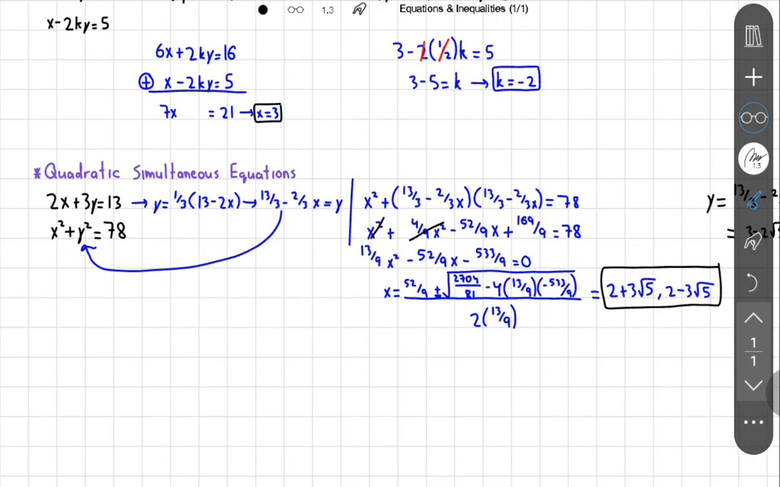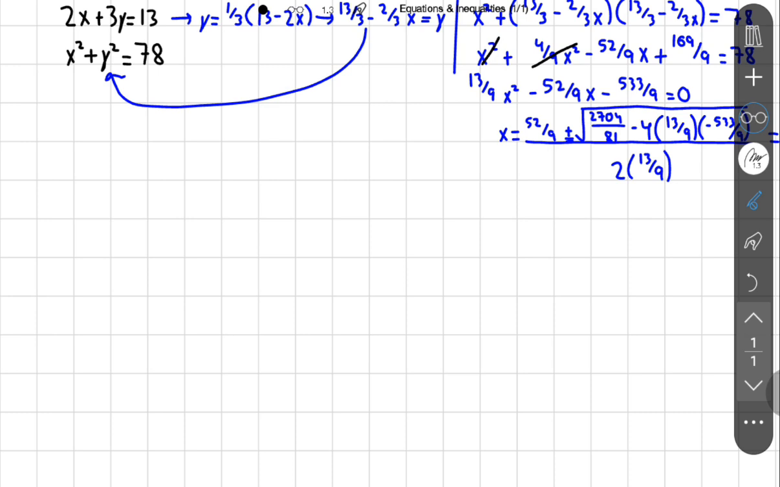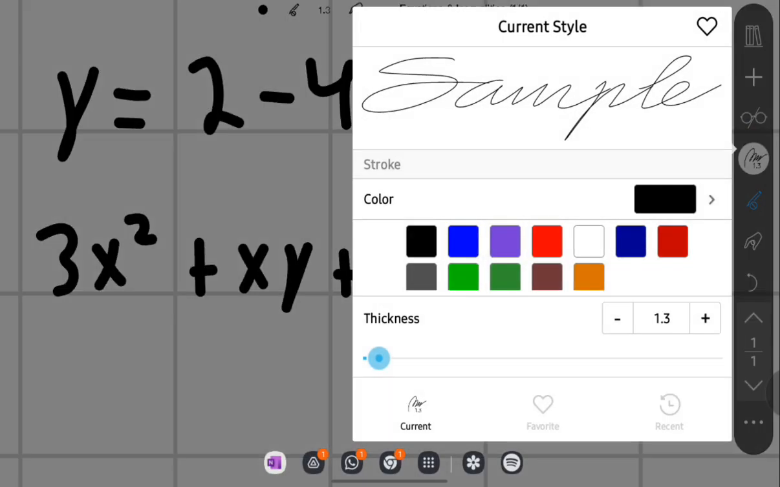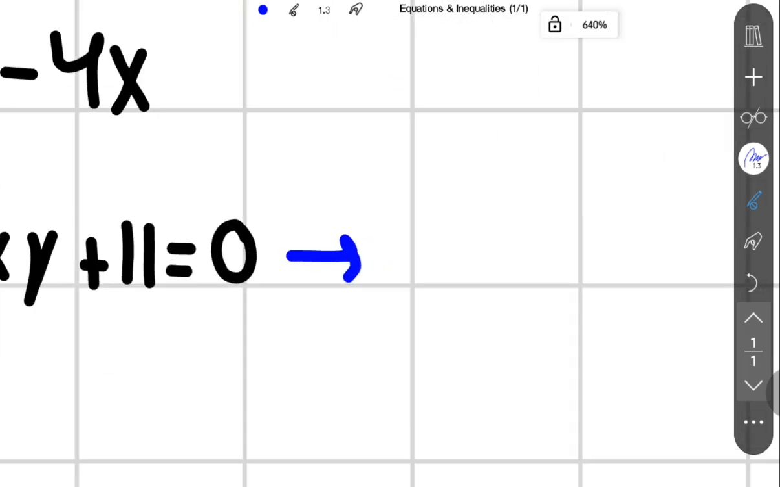Let's solve another one so we can fully get the grasp of it. Okay, let's solve one more question on simultaneous equations when they're quadratic, so we can fully grasp it. Let me just write it down quickly. Okay, we have this set of equations. We have the first as y equals 2 minus 4x and 3x squared plus xy plus 11 equals 0. Straight away, you could notice that we could substitute the y in the second equation with its equivalent in the first equation. So we could rewrite it as 3x squared.